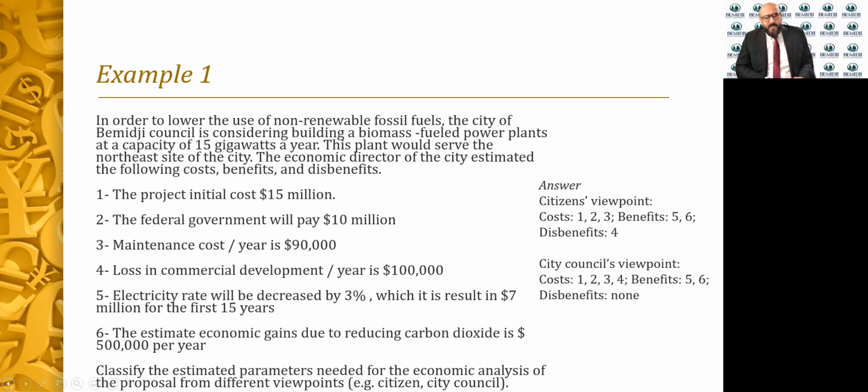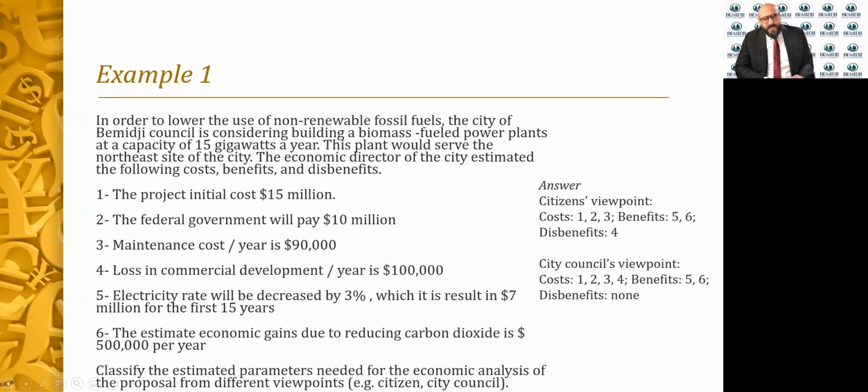Number one, the project initial cost, is a cost from a citizen perspective, and as well, it is a cost from the city council perspective. Number two, the federal government will pay 10 million. This is also a cost from the citizen and also a cost for the city council. Number three, maintenance cost per year, that would be 90,000. This is also a cost from the citizen point of view and a cost from the city council point of view.